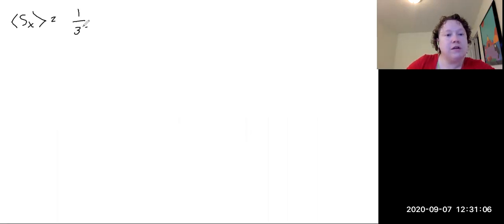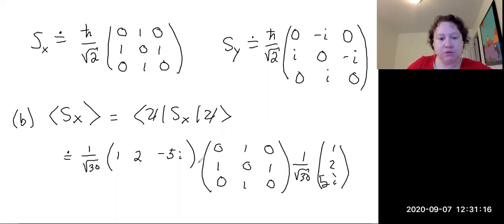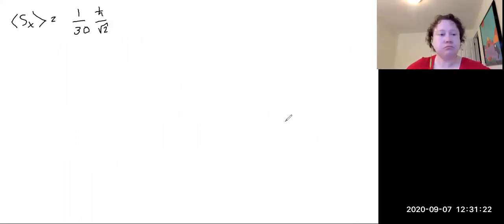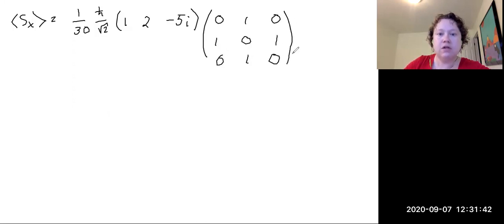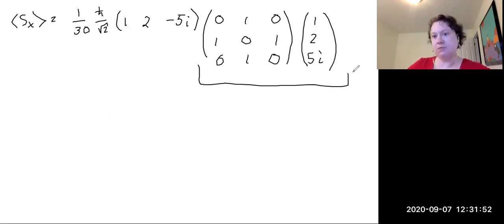Let's do a little bit of rewriting over here. I'm going to get 1 over 30 when the two square root things all multiply together, and I'm going to get an h bar over the square root of 2 from the Sx, which I totally forgot here. Sorry, there should be an h bar over the square root of 2. I tend to forget that a lot, so be careful. And then I'm going to multiply by 1, 2, minus 5i times the matrix 0, 1, 0, 1, 0, 1, 0, 1, 0 times the column vector 1, 2, 5i.